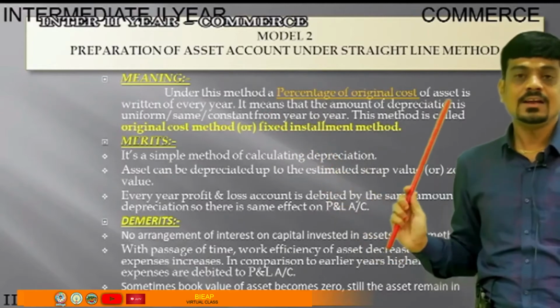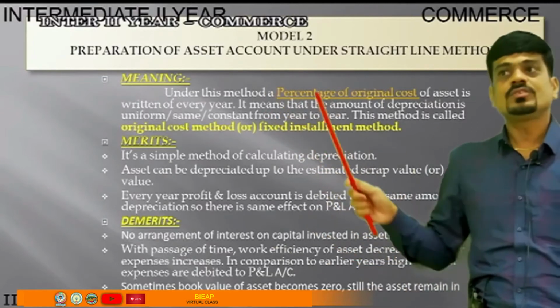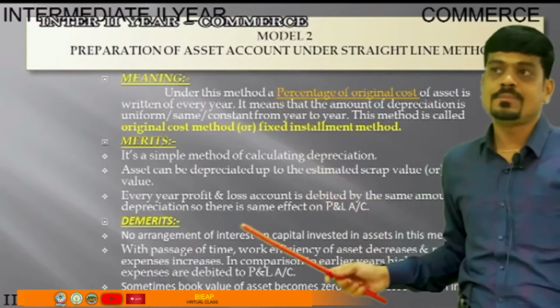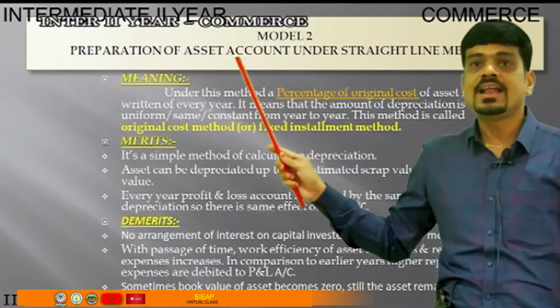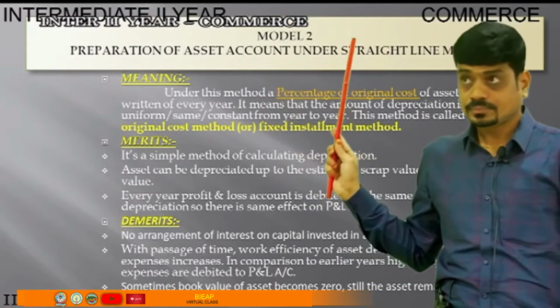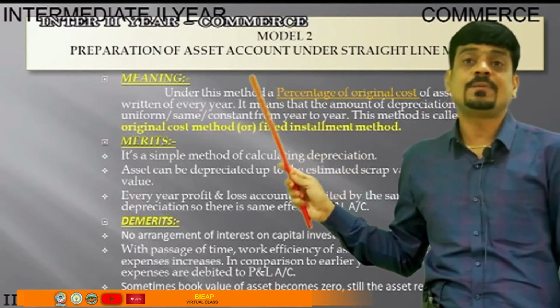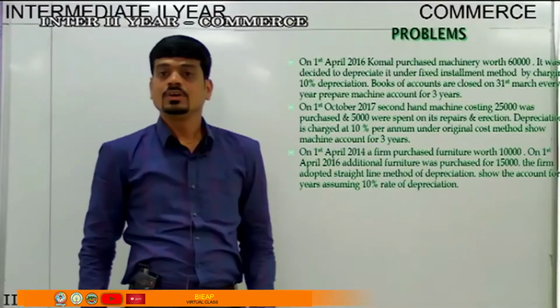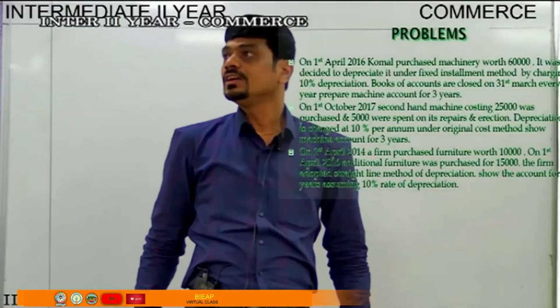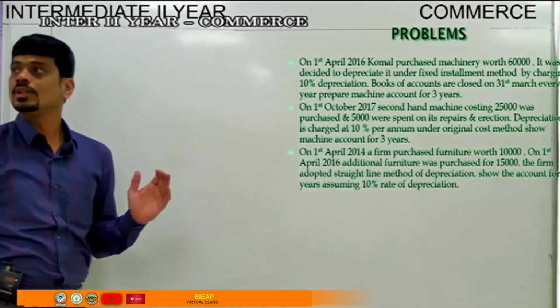Then merits and demerits. Of course, at this level, they won't generally ask you to write merits and demerits, but they'll ask you for 2 marks the theory part, that is, explain straight line method. Now, we'll see how to solve the problem.